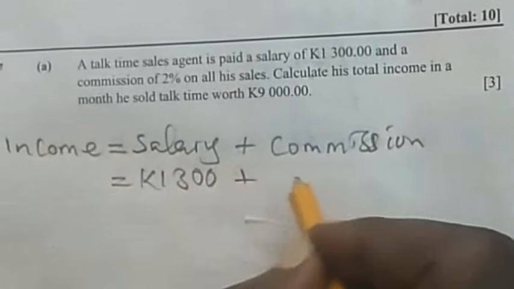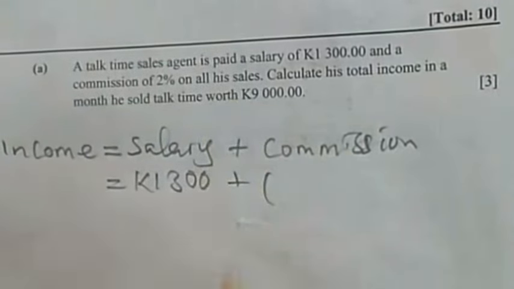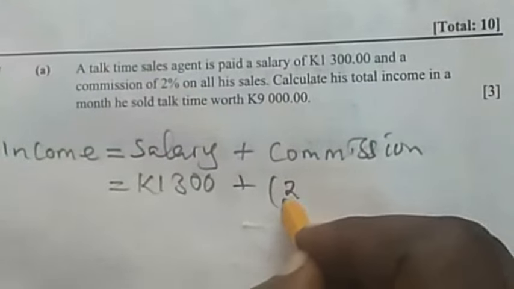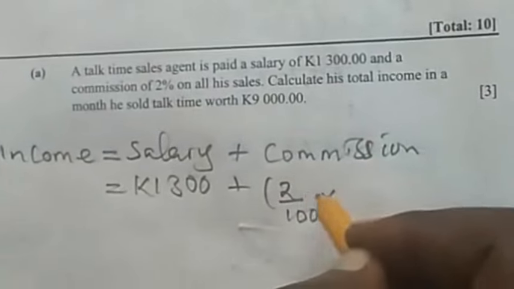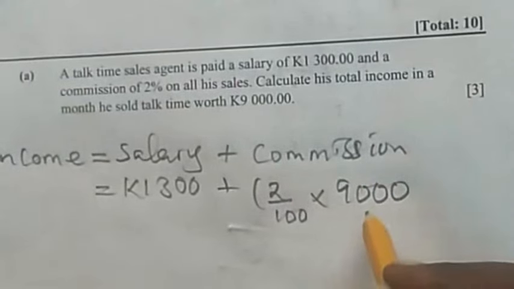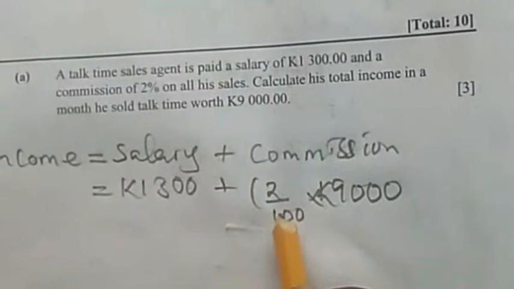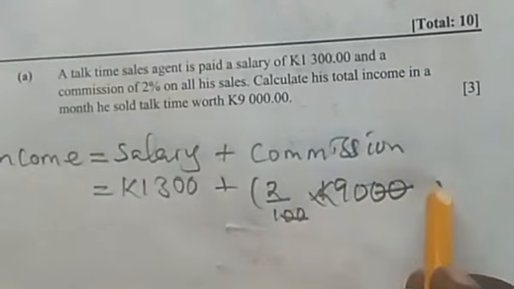1,300 plus commission. How much is the commission? We are told the commission is given at 2%. So we're going to say 2 over 100 times 9,000 kwacha. So we are going to cancel this 0 and this is 2 zeros, the 2 zeros down and those 2 zeros there.